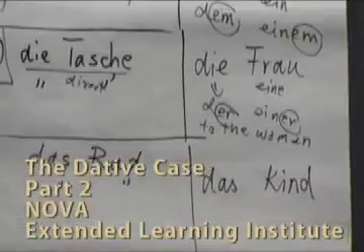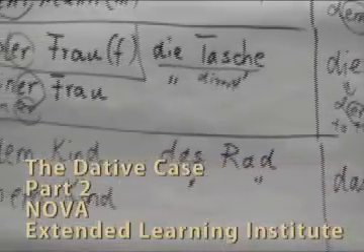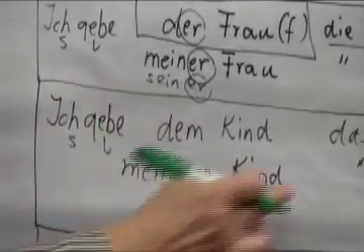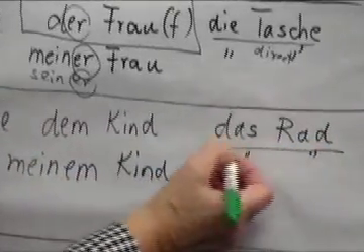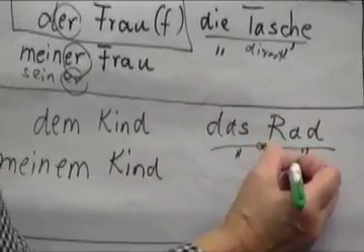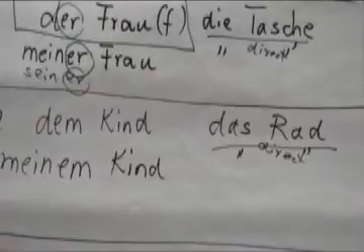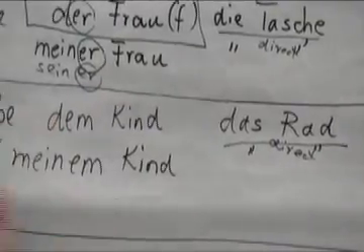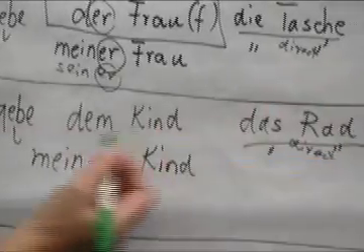Now, if we give the kid something, I give the kid something. What do I give the kid? Subject, verb, the bicycle, das Rad. It's our direct object. That's a basic sentence. And now we are adding more information. To whom are we giving this bike? To the child. So what happens to das Kind?